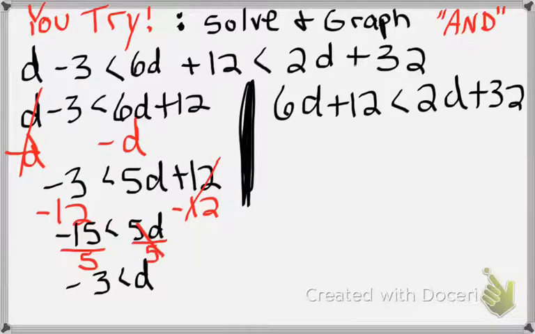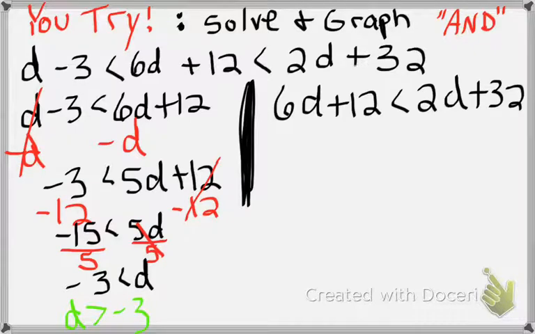And so you end up with -3 is less than d. Well, remember, that's going to have writing our letter on the left. So that means we have d. The alligator follows the d. So if -3 is smaller than d, that means d is bigger than -3. Okay, so this is your answer to the first part of this inequality.